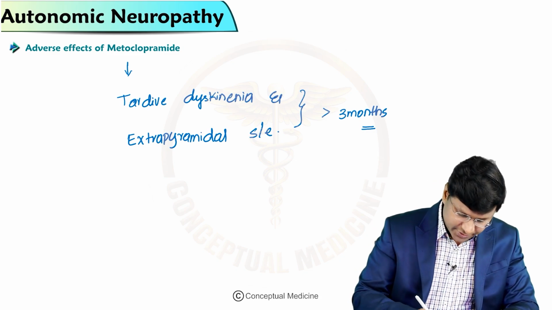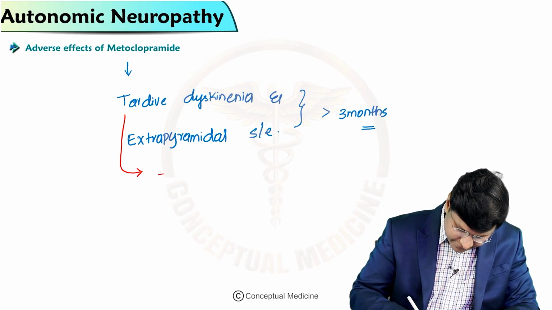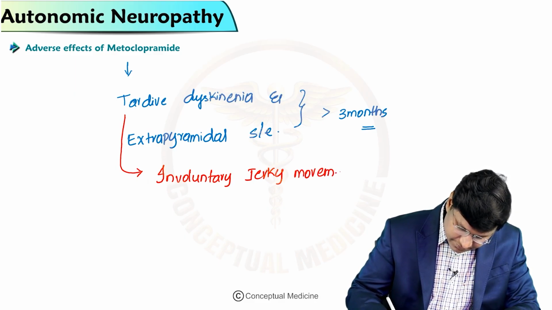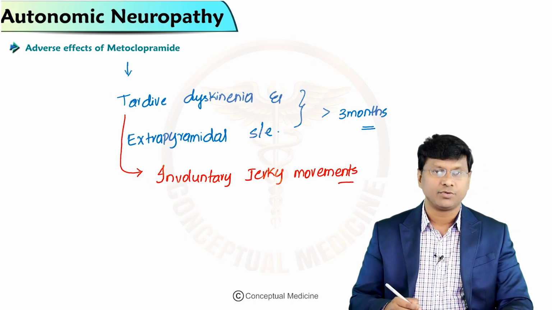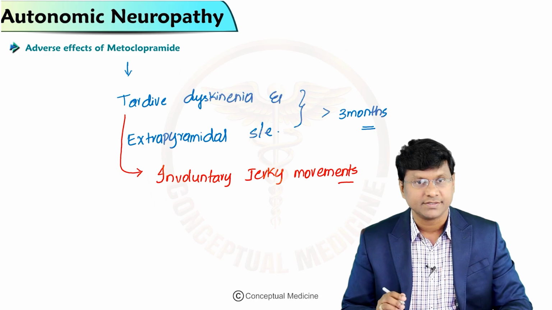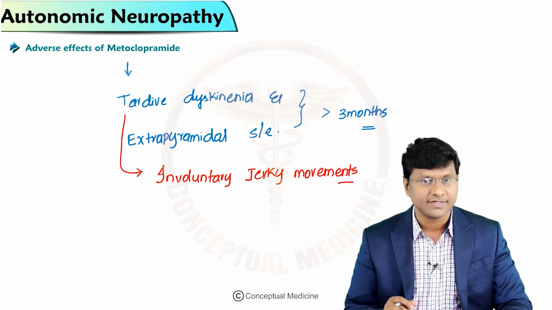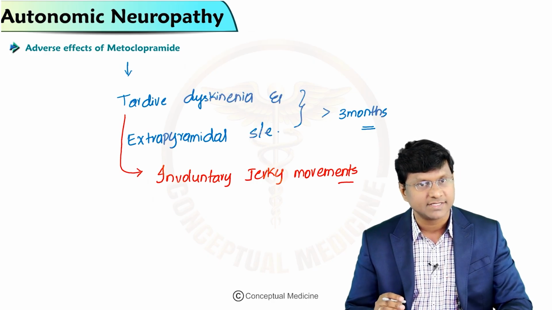Now, what do you understand by this word tardive dyskinesia? See, tardive dyskinesia is that where the individual will have involuntary jerky movements. And these involuntary jerky movements occur throughout the body and even within the face as well. That is your tardive dyskinesia. So long-term adverse effects include tardive dyskinesia and the extrapyramidal effects, whereas the short-term adverse effects include drowsiness, restlessness, and fatigue.